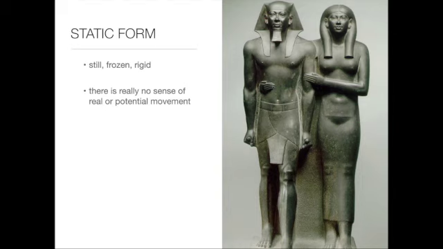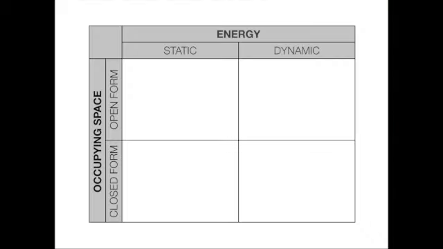So static kind of means that they are frozen in time, so to speak. Okay? So how do these two concepts interact with each other, right? We have the idea of how a form occupies the space, whether it's open or closed, and we also have the energy of the form, whether it's static or dynamic, right? And we can combine these forms together in different ways in order to create visual variety in our work, right?